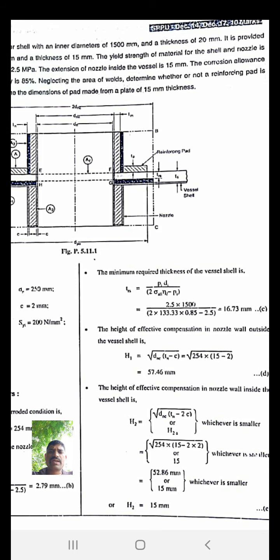Then you should calculate the height h1 and h2, the outside height and inside height of the vessel. h1 is the outside height of the vessel, effective compensation in nozzle wall outside vessel shell. h1 is equal to root of dnc into bracket tn minus c. You will get 57.46 mm. Then h2 is the effective compensation in nozzle wall inside height of the vessel shell. h2 is equal to, you will get the 15 mm.